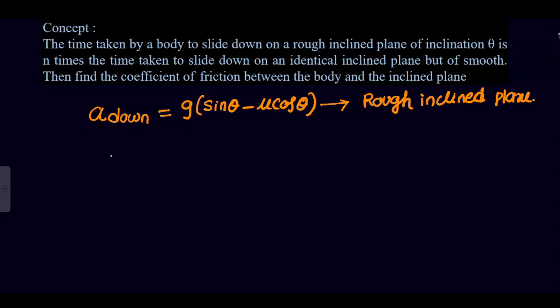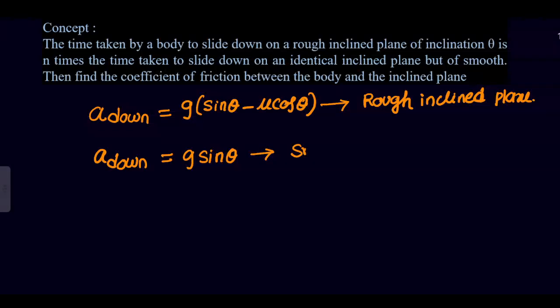So in case of the smooth case, what is the acceleration? Same thing, a down. For the smooth case, what can we consider? Mu value 0. So that is g into sine theta. This is the acceleration for the smooth inclined plane.